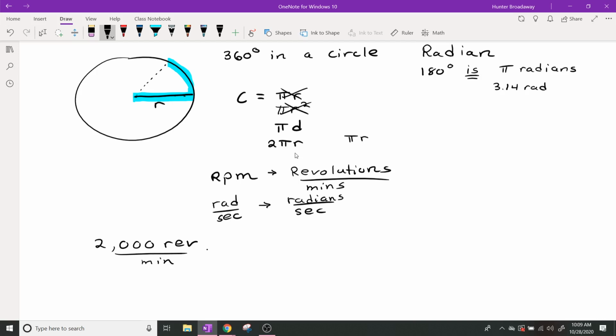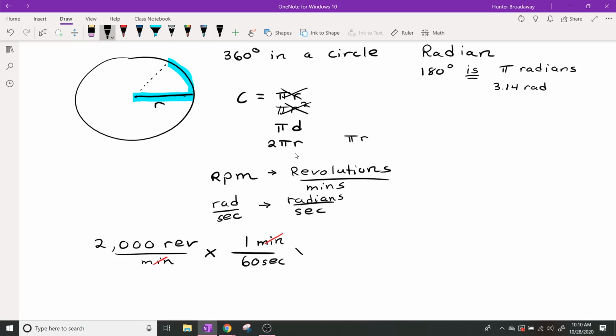So what I need to do is set up a conversion factor, and I need my units to cancel out. The easiest thing to cancel out is the minutes to seconds. So I'll say that 1 minute is the same thing as 60 seconds. I'll put minutes on top and seconds on the bottom, so that the minutes cancel, and then I've got seconds left on the bottom.